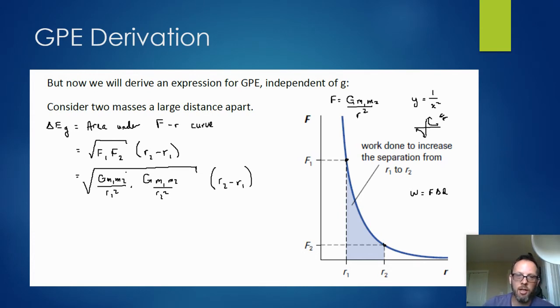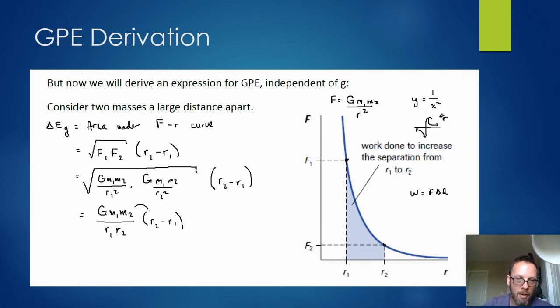So you're going to have G times G, but then you're rooting that. And the same with M1. You'll have M1 squared square root, M2 squared square root. So we're going to have G M1 M2. And then you'll have R1 squared, and rooting that gives you R1. And R2 squared, you're rooting that gives you R2. And then you're still left with R2 minus R1.